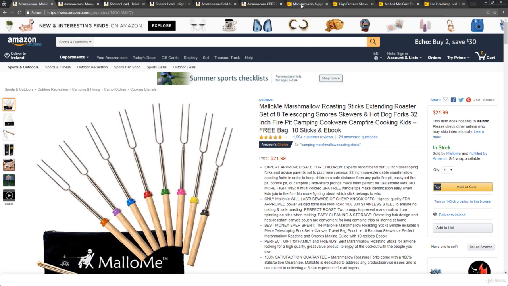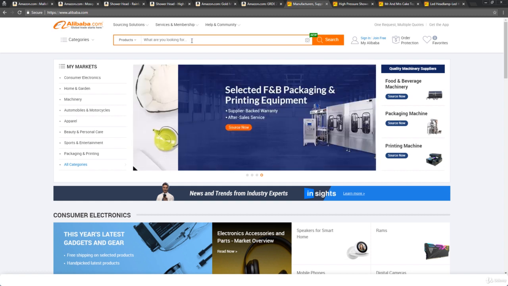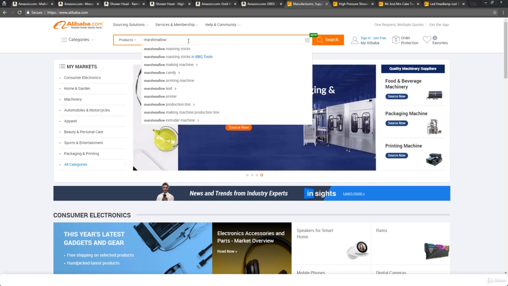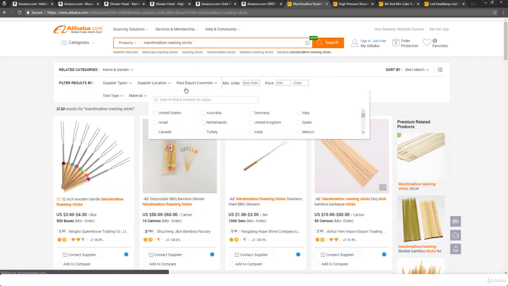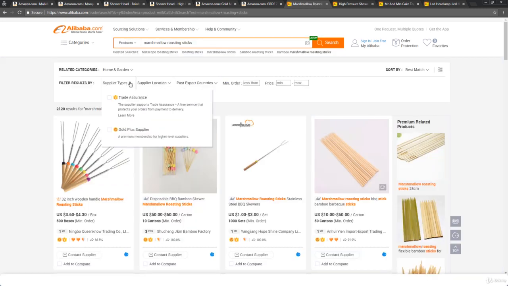All right, so this is a marshmallow roasting stick. Over here again on Alibaba, I'm just going to type this in. Here we are, marshmallow roasting sticks. Now we've got a whole lot of results here, but the first thing I need to do is narrow this down a little bit, because I only want suppliers with trade assurance, and that's what I recommend you do as well. Trade assurance is completely free on Alibaba, and it's protecting your payment.